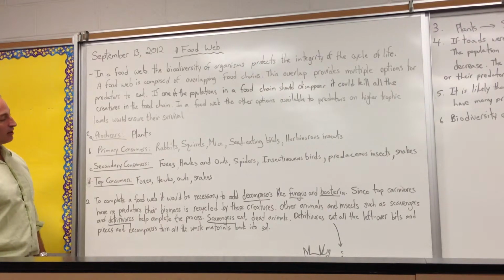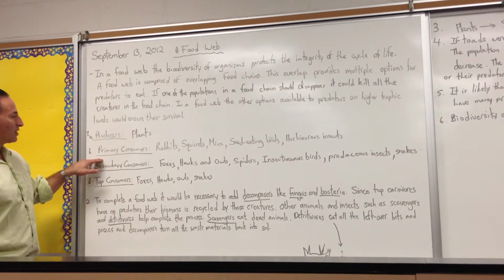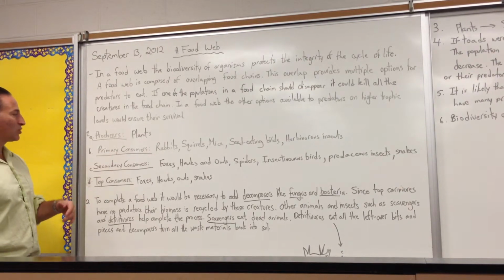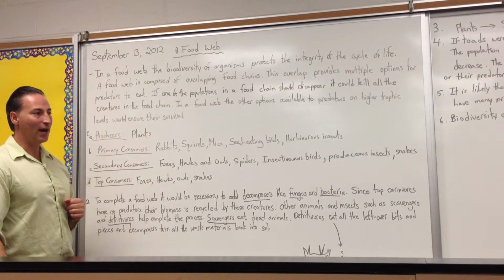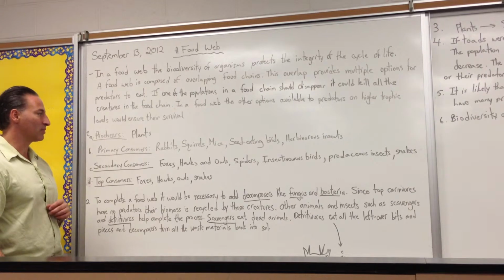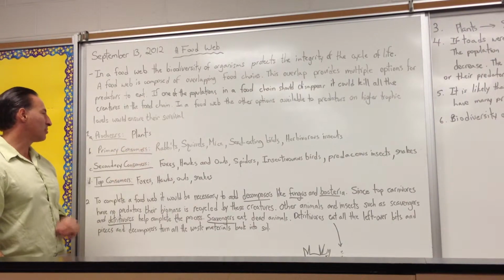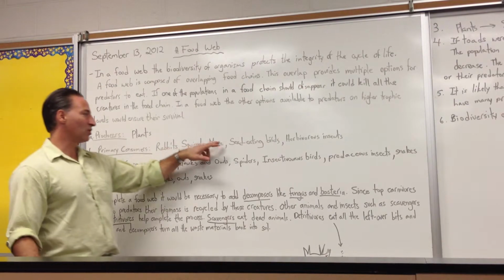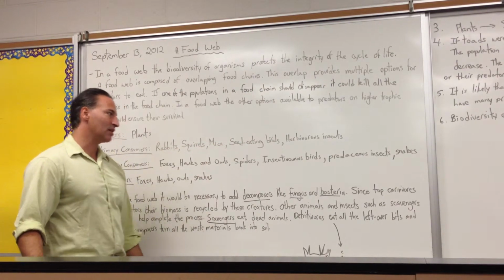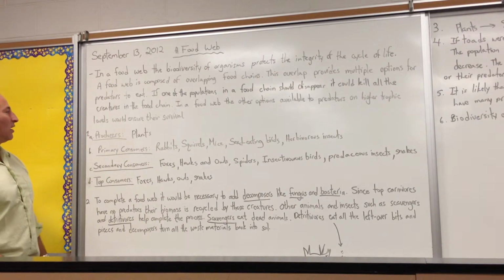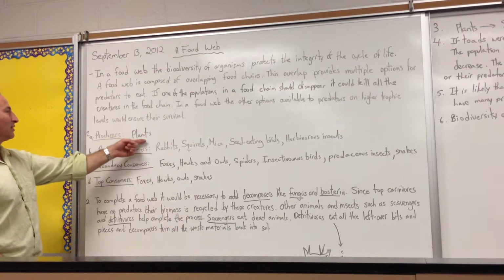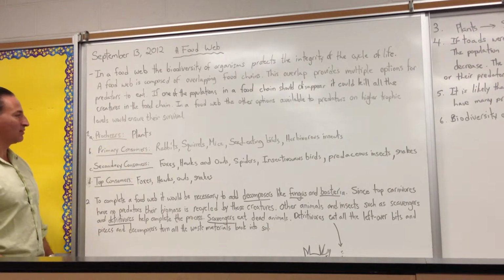And if you see on your handout, we'll have primary consumers, and a primary consumer would be one that would take only one arrow to reach on the diagram. So if there's only one arrow removed from plants, then it's a primary consumer. So rabbits, squirrels, mice, seed-eating birds, and herbivorous insects are primary consumers because they eat the producers, the plants, directly.